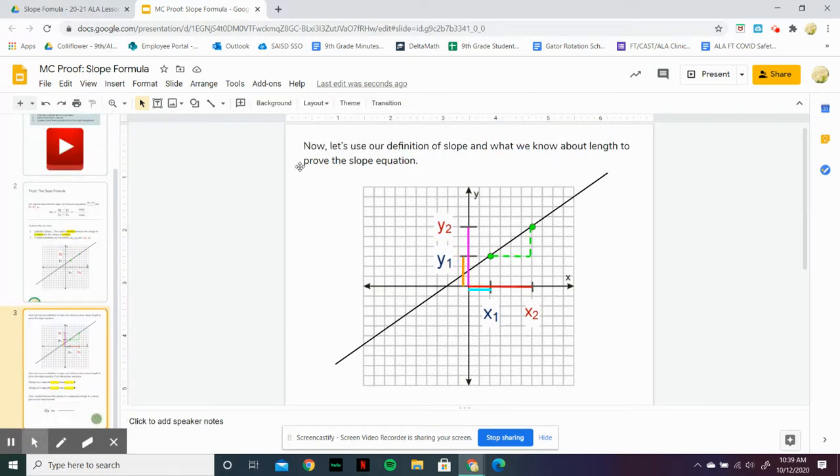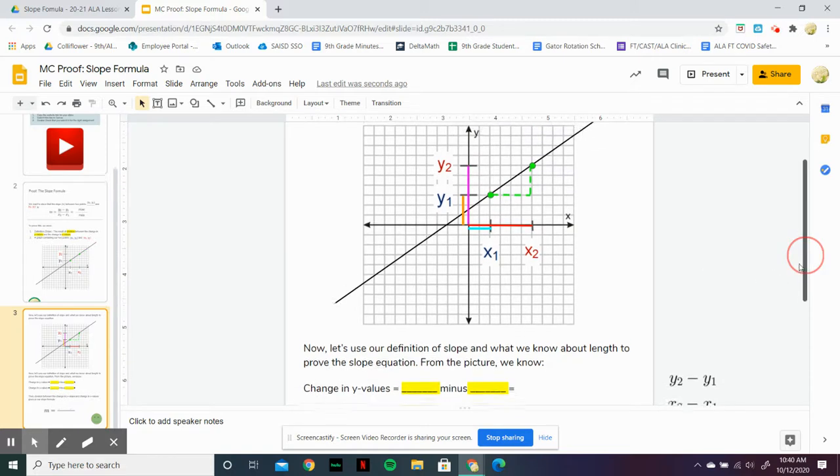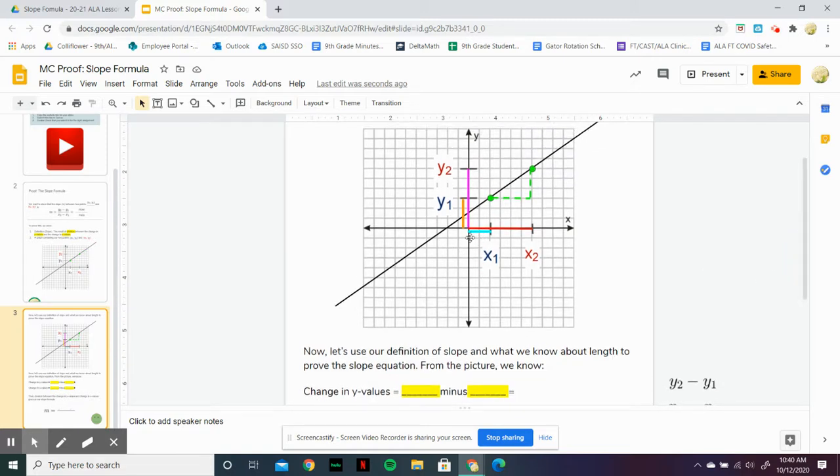So now we're going to use the definition of slope and what we know about length to prove this slope equation. If we're looking at this picture here, I've added a couple lines to it. We know that the length of this blue line is our value for x1. The length of this red line is our value for x2. And the same thing goes on the y-axis. The length of the orange line would be the value of y1. And the length of the pink line would be the value of y2.